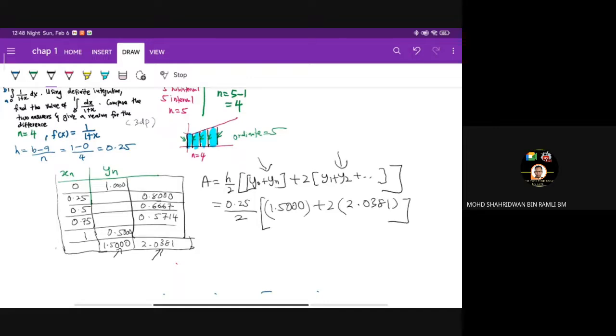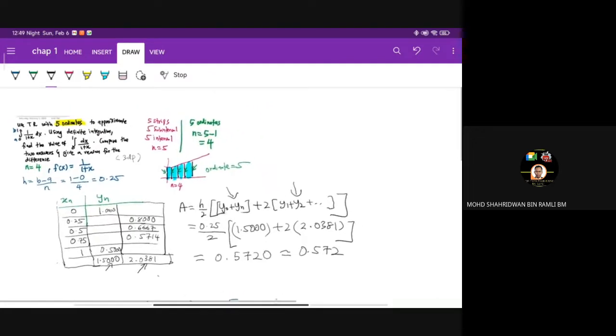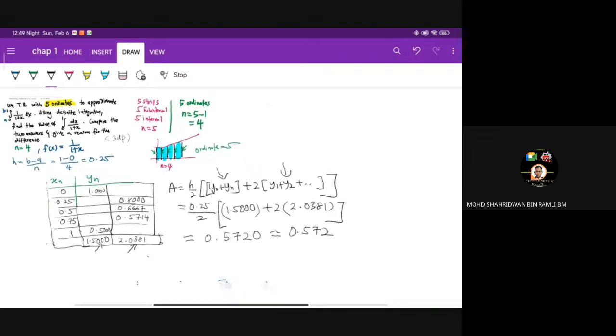2.0381, simple. And then after you calculate, you have here 0.5724. Okay, 3 decimal places is 0.572. Simple. Okay, next. This one I already solved by using the trapezoidal rule.